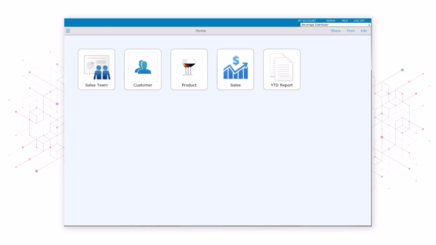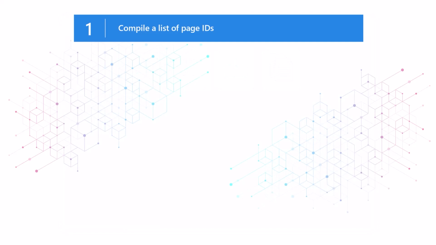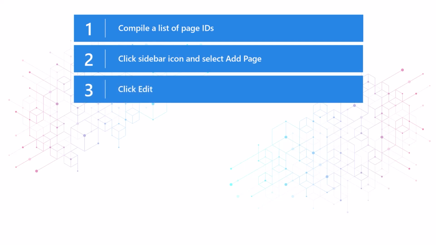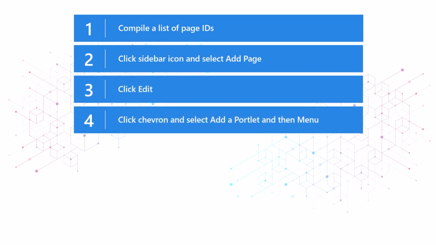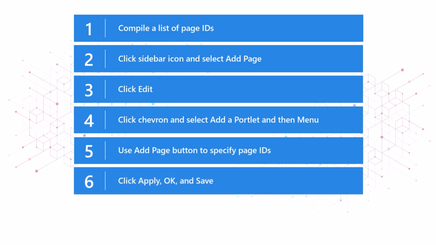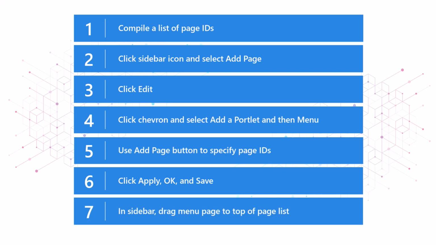So that's how you create a top-level menu in a DivePort site. You compile a list of the page IDs for the pages you want to include in the menu. Click the sidebar icon and choose Add Page. Click Edit. Click the chevron and select Add a Portlet and then Menu. Use the Add Page button to specify the page ID for each page you want to add to the menu, and then click Apply, OK, and Save. And then click the sidebar icon and drag the menu page name to the top of the list of pages.